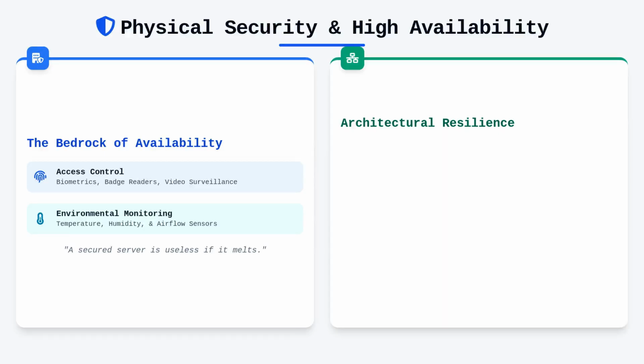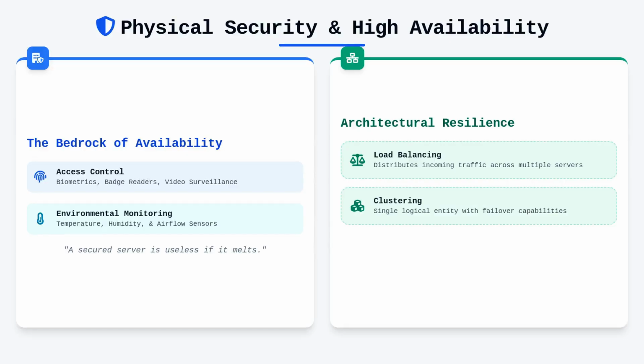Moving into high availability, we utilize clustering and load balancing to ensure that if one node fails, the service remains accessible. Load balancing distributes incoming traffic across multiple servers, while clustering allows multiple nodes to operate as a single logical entity, sharing resources or providing failover capabilities. These are architectural decisions that must be baked into the design early on, rather than bolted on as an afterthought once an outage has already occurred.